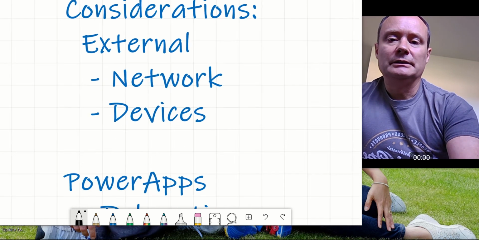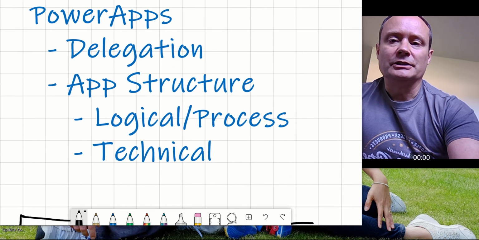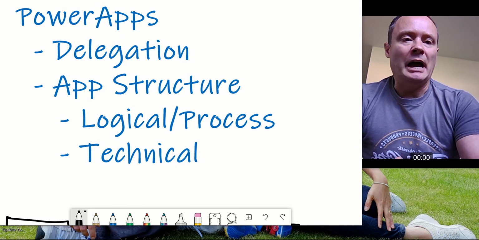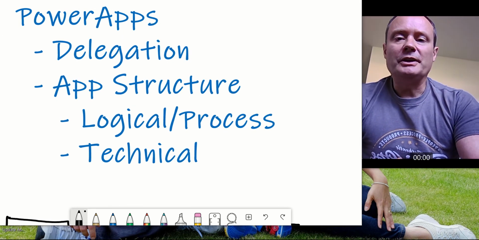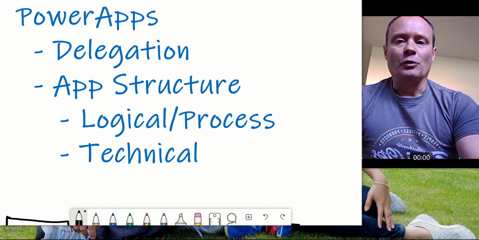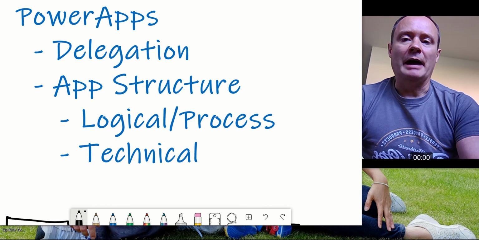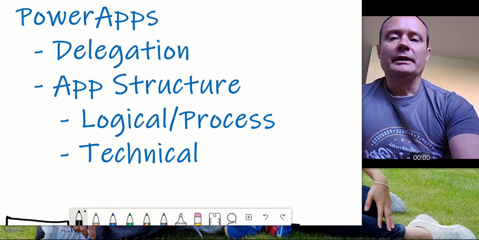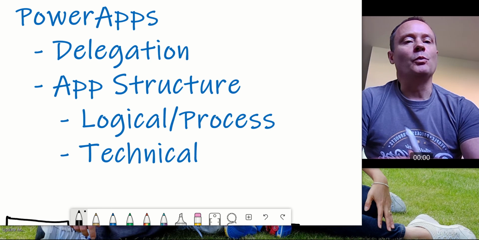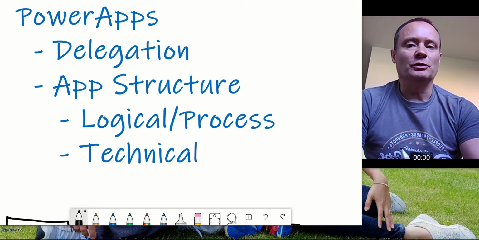Okay, so that was delegation. The structure of your app. We can look at the structure of your app in a couple of different ways. So let's think about the logical or the process structure of your app. What I mean there is what tasks happen when your user is using your app.